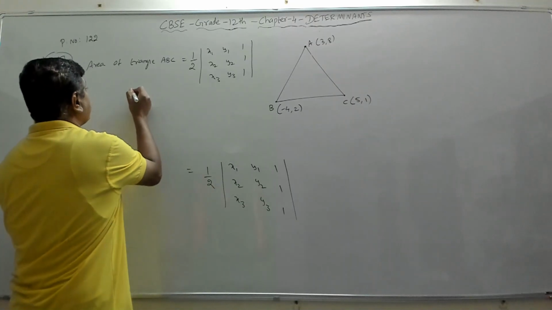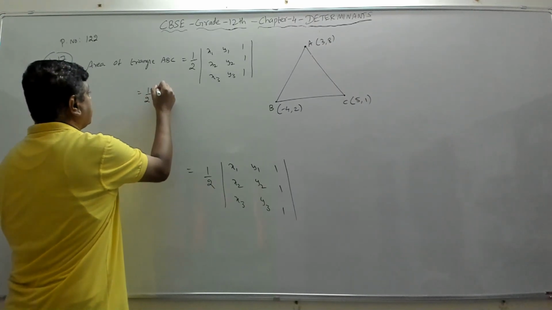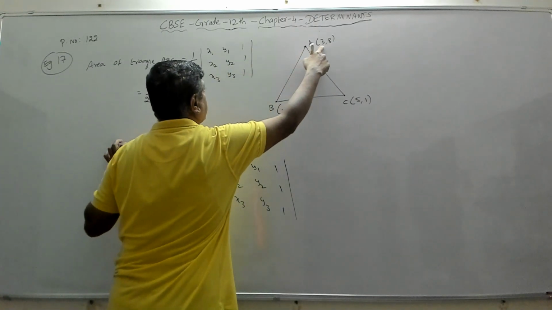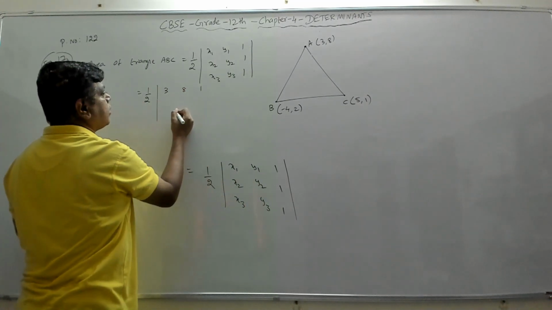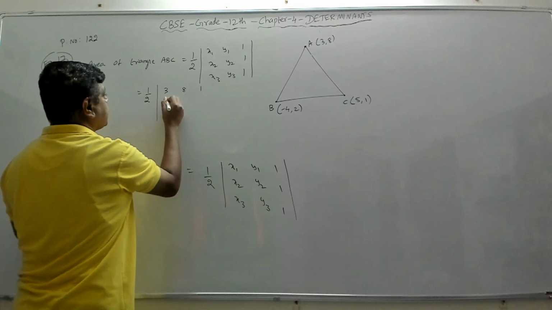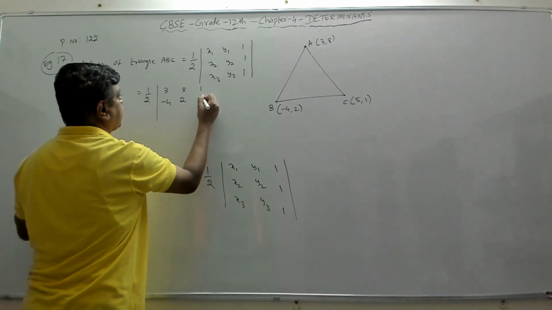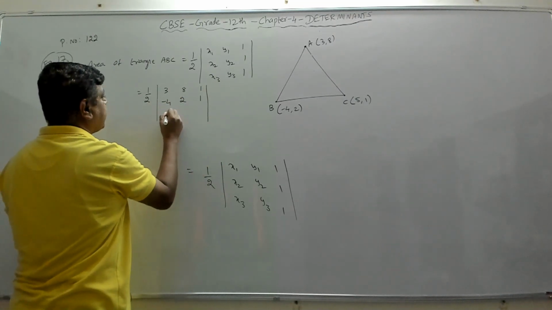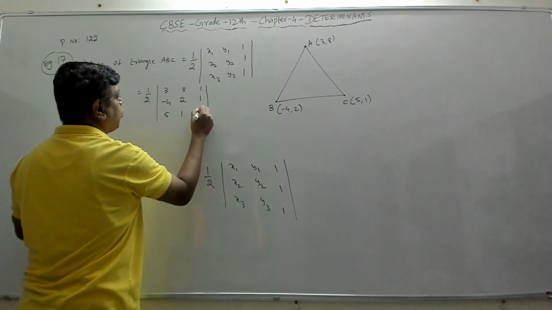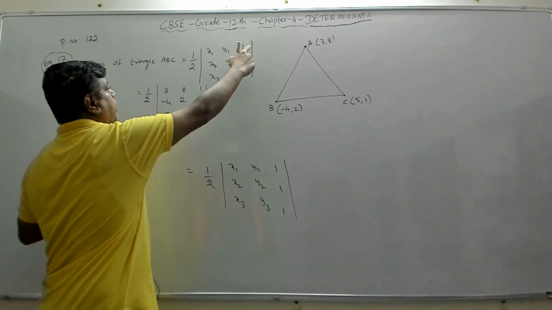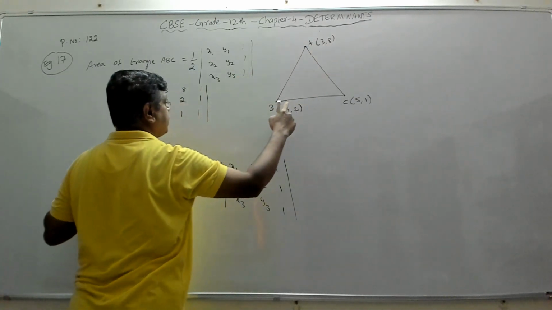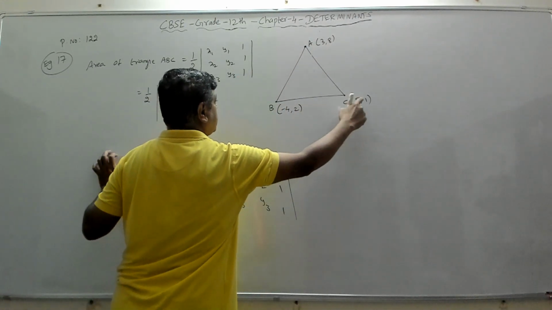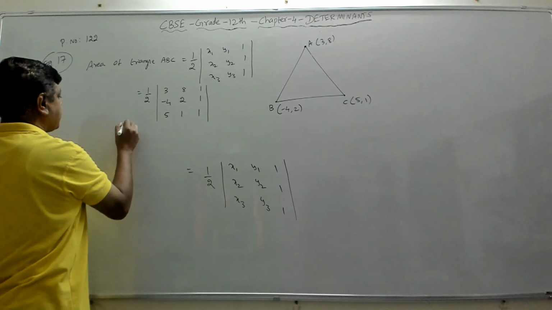So that is equal to half of the determinant of x1, y1: 3, 8, then 1. Then x2, y2: minus 4, 2, then 1. Then 5, minus 1, 1. So this is x1, y1, which is 3, 8, then x2, y2, x3, y3, and the column 1, 1, 1. So if you substitute this, we get half of the determinant.